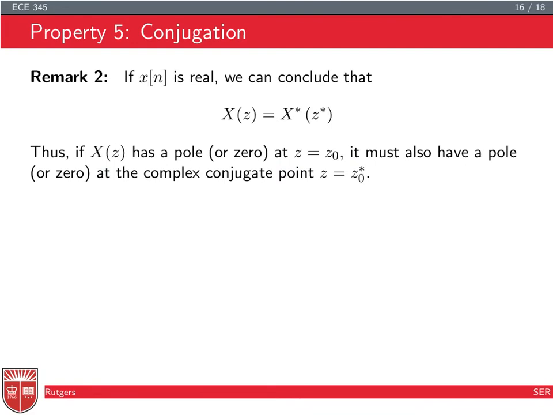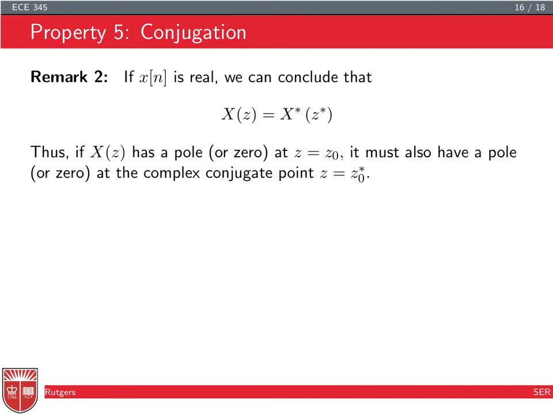Now, if the signal x of n is real, then you know that its conjugate is going to be the same. So x of n and x star of n are the same, which means that the z transform of the conjugate is going to be the same as the z transform of x of z. So x star of z star is equal to x of z. So what does that imply in terms of properties of x of z? This is what I want to talk about now.